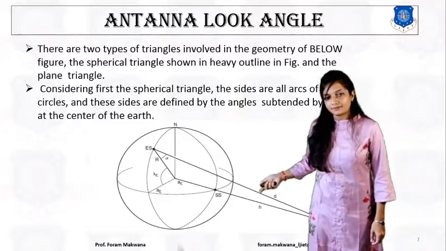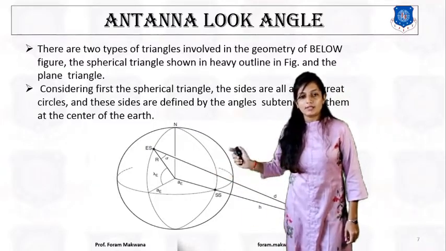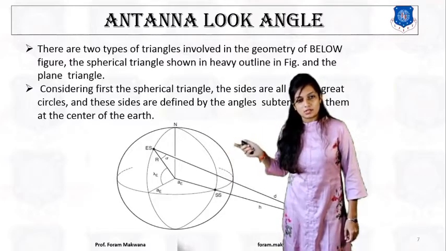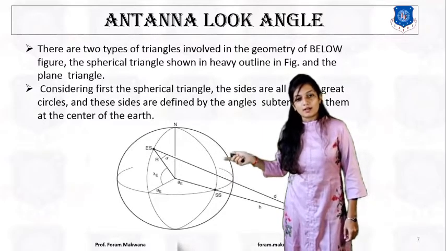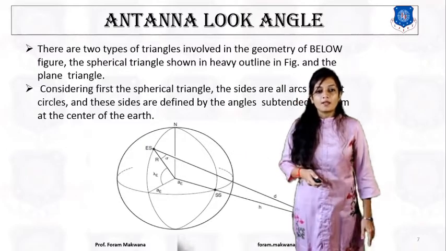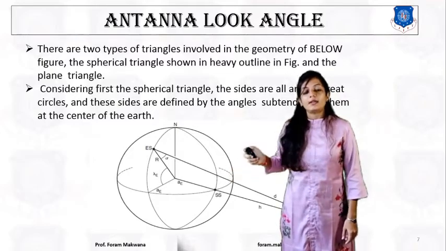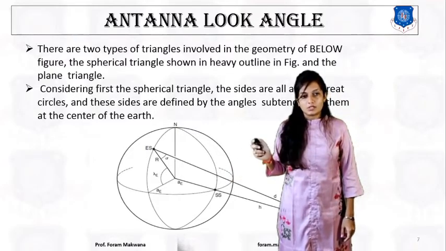Alright? And what is A_E? A_E is the latitude of the earth station. What is R? R is the radius of earth. Now, what is lambda E? Lambda E is the latitude of the earth station.